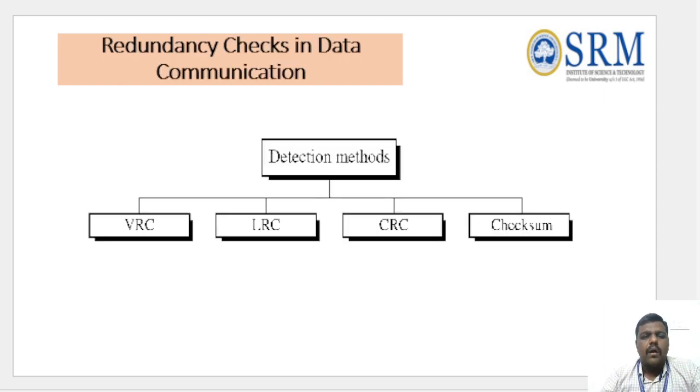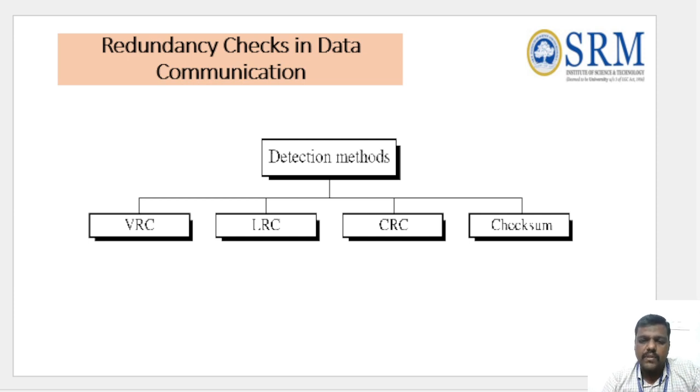There are certain different error detection methods which play an important role in data communication. One is called VRC, the second is LRC, the third is CRC, and the fourth is checksum. In the previous slides we might have discussed that CRC and checksum play an important role, because the most widely used and most efficient methods of identifying errors are CRC as well as checksum.